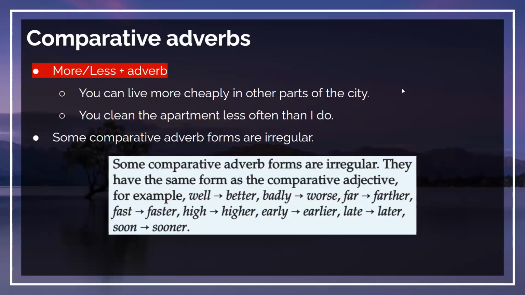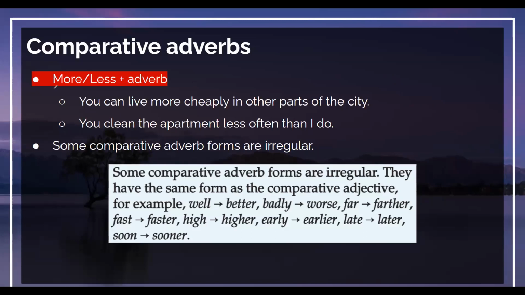Okay, now we're moving on to comparative adverbs, which is also a topic from Unit 7. Now, with comparative adverbs, we have different structures, and we're going to see them one by one. The first and the easiest of them all is using more or less plus an adverb. For example, you can live more cheaply in other parts of the city. You clean the apartment less often than I do. Okay, so more cheaply and less often.